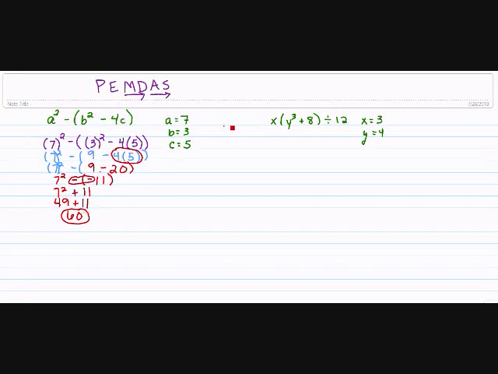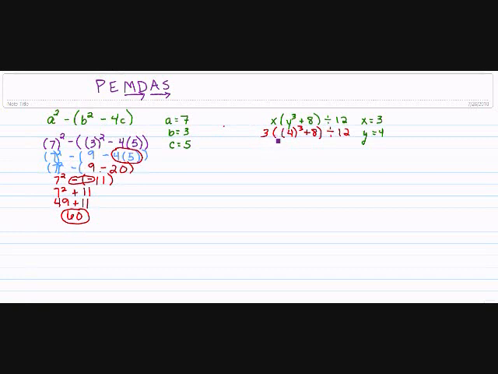Okay, everywhere, once again, I'm going to evaluate the expression. Everywhere they have an x, they want me to substitute a 3. And everywhere I have a y, they want me to substitute a 4. So I'm going to rewrite my problem. 3 times 4 cubed plus 8 divided by 12.